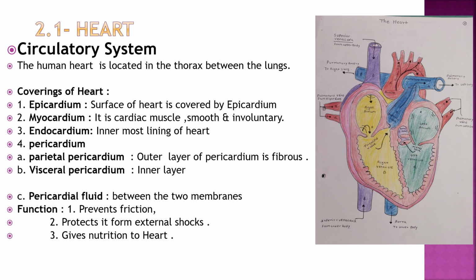Then coverings of the heart, there are four coverings. So here the formula of four. Four coverings: epicardium, myocardium, endocardium, pericardium. Pericardium has two layers, inner visceral and outer parietal layer, and then in between that the fluid which is called as pericardial fluid is present, and it gives protection and nutrition to the heart.